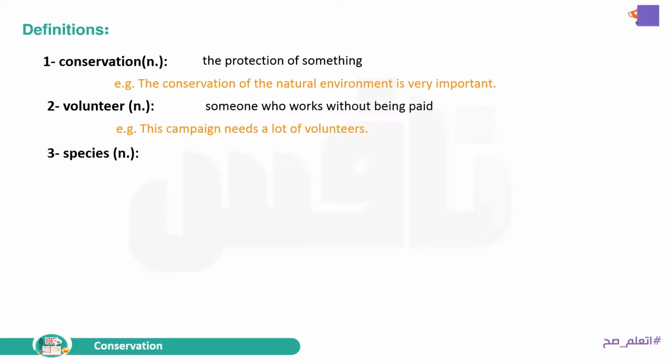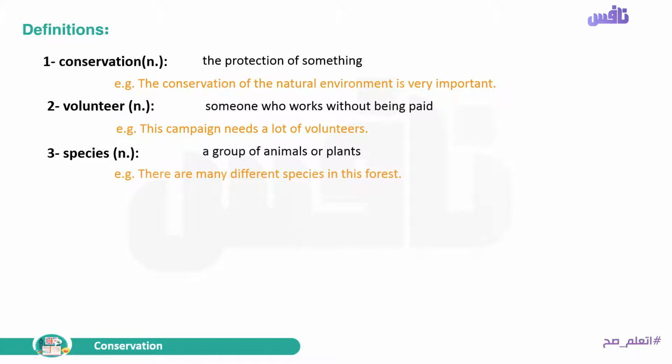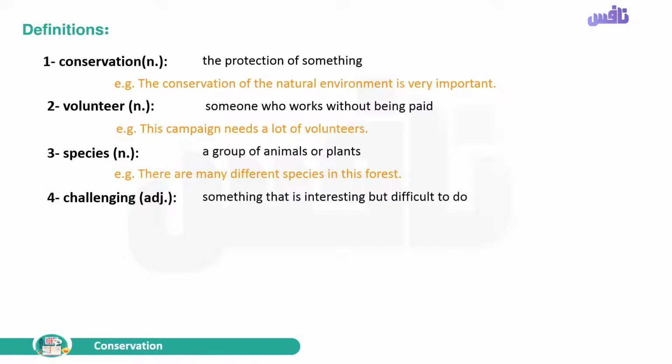Number 3, species. It's a noun. It means a group of animals or plants. For example, there are many different species in this forest. Number 4, challenging. It's an adjective. It means something that is interesting but difficult to do. For example, this game is challenging.